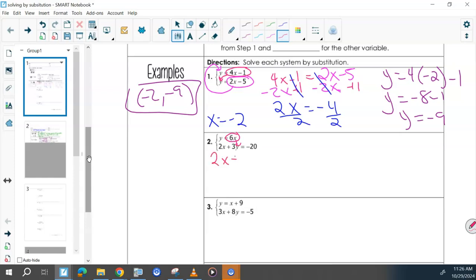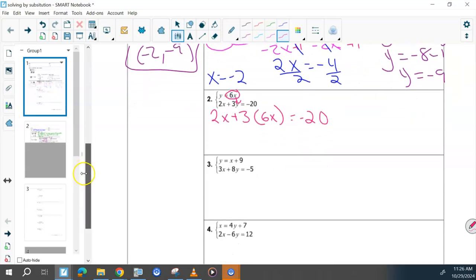2x stays the same, plus 3, but then in parentheses, I'm going to put 6x equals -20. I've taken that y equals equation and substituted it into the other one. Now we can solve this. Multiply 3 and 6.